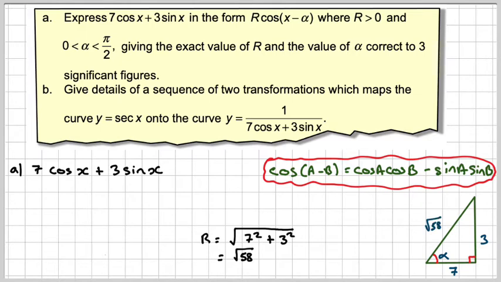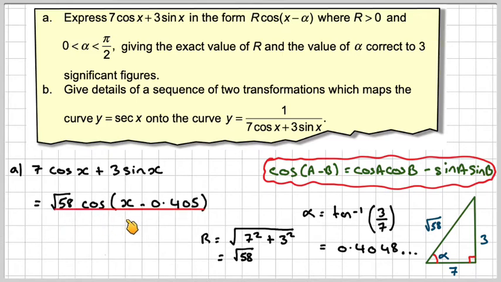The hypotenuse would be root 58, and then alpha will be tan to the minus 1 of 3 over 7, which gives you 0.4048. You have to use your calculator in radian mode. So we've got all the information we need. This will be the square root of 58 cos of x minus 0.405. It's important that you get these angles around the right way.